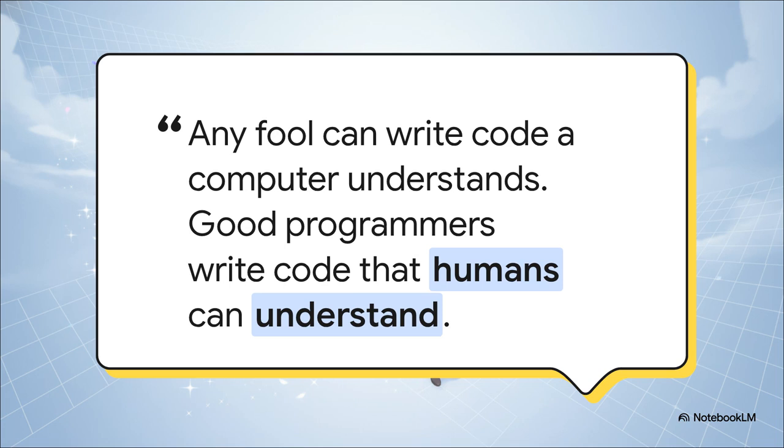And this brings us to a quote from Martin Fowler that feels more relevant than ever. "Any fool can write code that a computer can understand. Good programmers write code that humans can understand." In the end, AI isn't going to make great programmers obsolete. If anything, it makes them more critical than ever. Because that ability to deeply understand a complex problem, to structure a solution, and to create something that is not just functional but also elegant and maintainable, well, that's a skill that an AI just can't replicate.